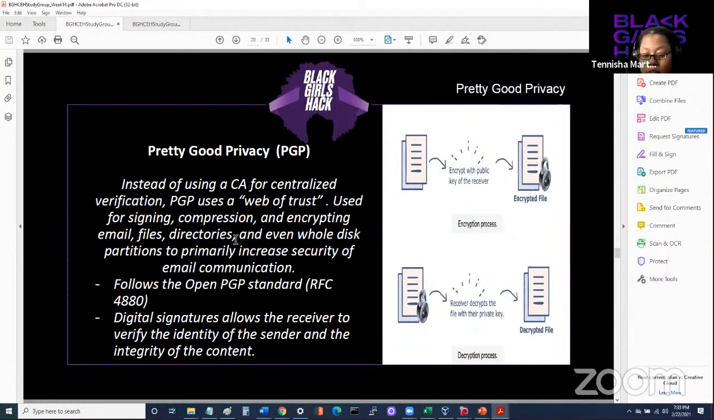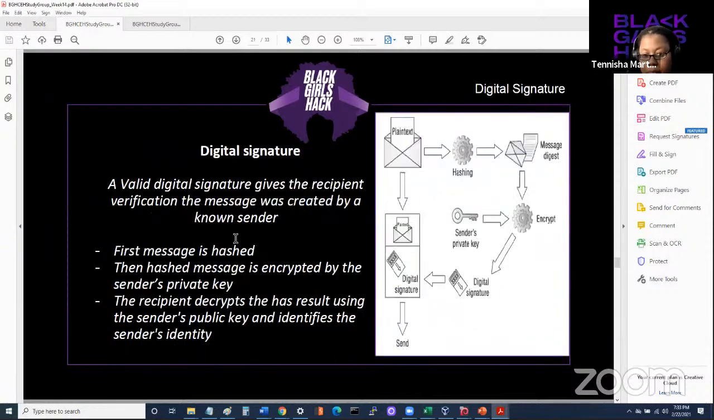Digital signatures allow the receiver to verify the identity of the sender and the integrity of the content. So you get a 2 for 1. All right, so signatures. A valid digital signature gives the recipient verification that the message was created by a known signature. The message is first hashed, then the hashed message is encrypted by the sender's private key. The recipient decrypts it and then hashes the result using the public key to identify that it actually came from that person. So you get authentication as well. I'm sorry, non-repudiation.